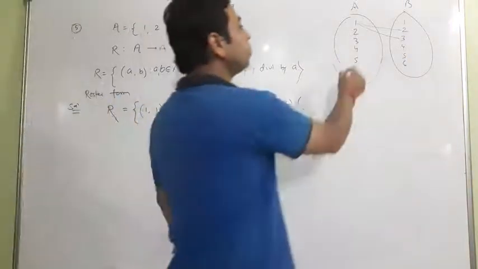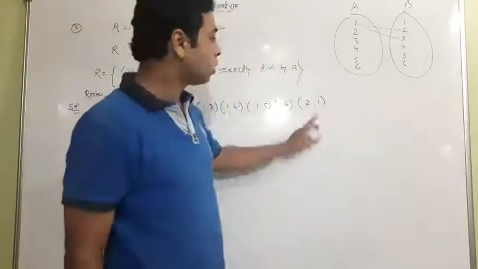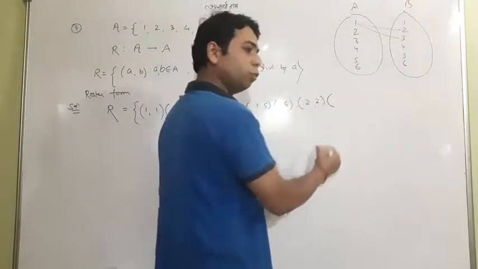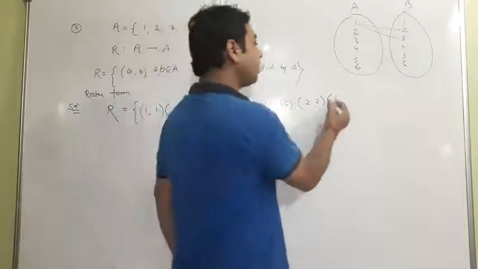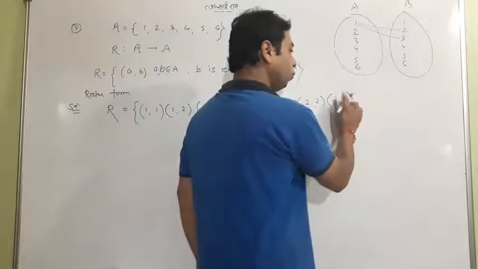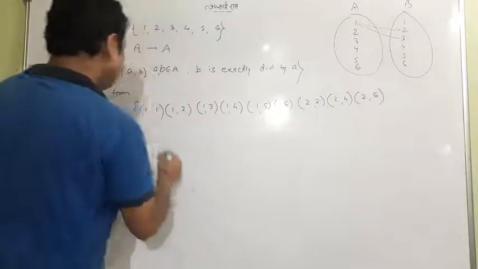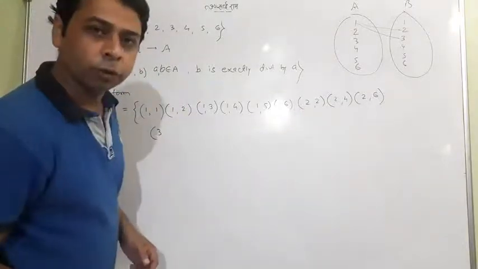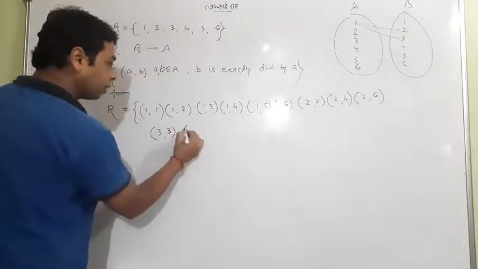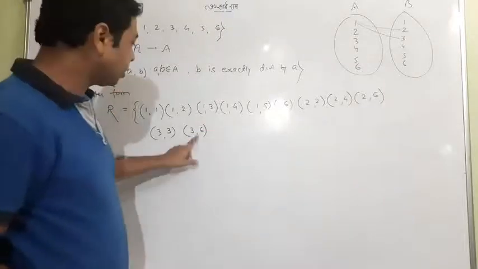So go with 2. So match pairs of 2. So (2, 1), can I write (2, 1)? No, because 1 is not divisible by 2. So what I'll write? Only (2, 2). 2 is divisible by 2. Can I write (2, 3)? No, because 3 is not divisible by 2. So I'll write only (2, 4), and one can now understand it is (2, 6). Now you can make it on your own. Now it's the chance of 3. So (3, 1) I can't take, (3, 2) I can't take, (3, 3) I will take. (3, 4) I can't take, (3, 5) I can't take, but (3, 6) I can take, because it is divisible by 3.